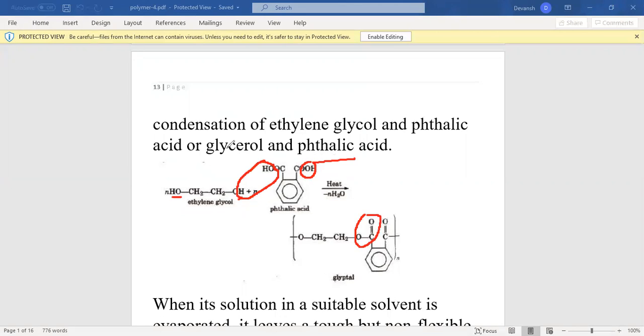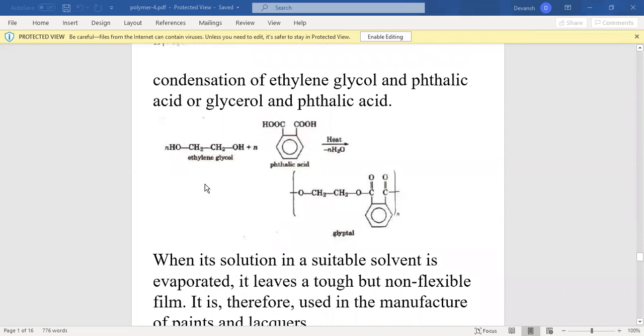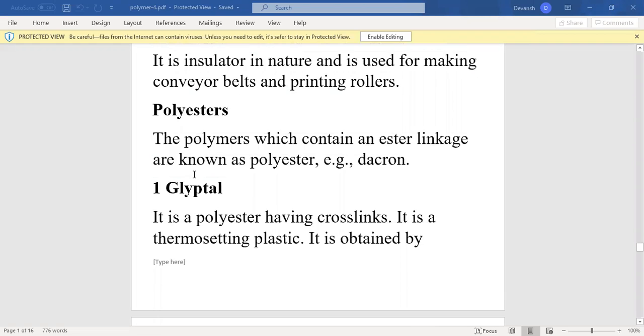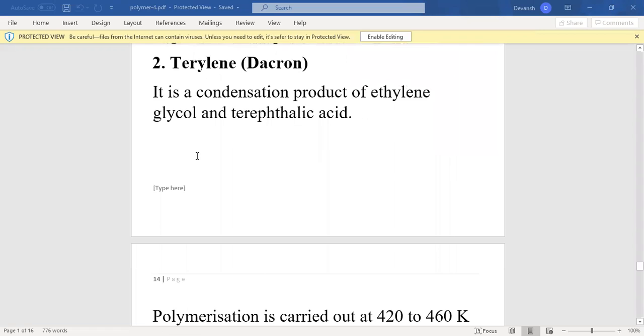So, glyptal is also an important polymer. When its solution in a suitable solvent is evaporated, it leaves a tough but non-flexible film, and it is therefore used in the manufacture of paints and lacquers. So this is very important use of glyptal. This you have to remember, paints and lacquers. So these two polymers, they come under the category of polyesters. With this, I will end here my video.